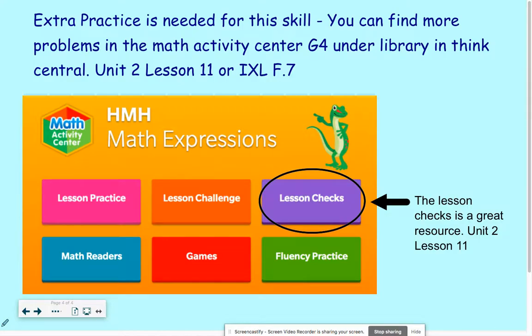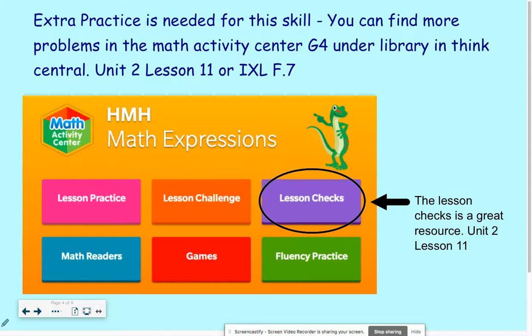This is, again, one of those hardest things to master because there's so many different parts involved in order to come up with an answer. Extra practice is needed for this skill. You can find more problems in the Math Activity Center.